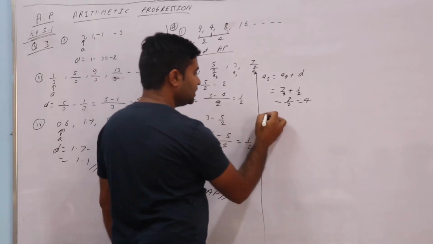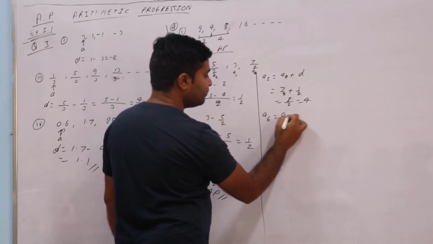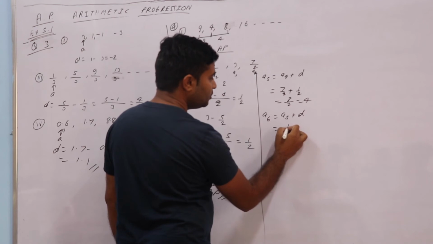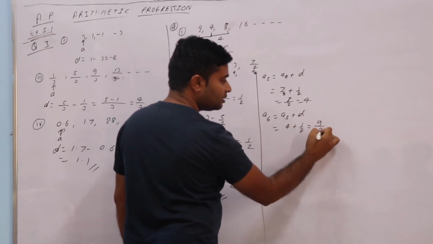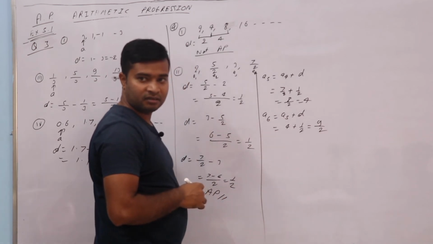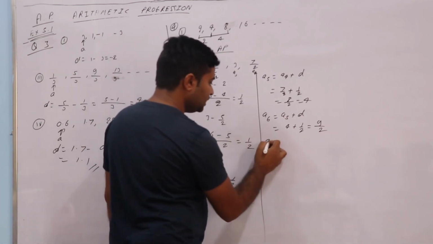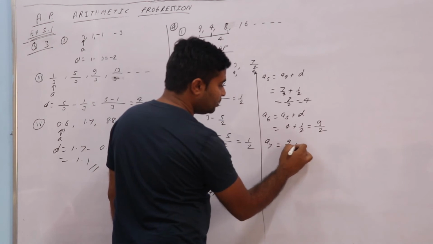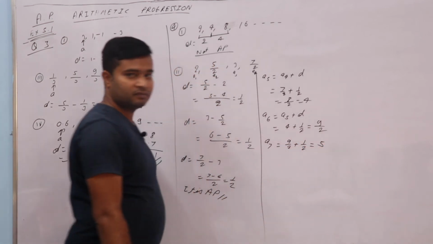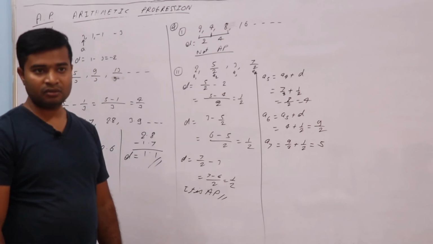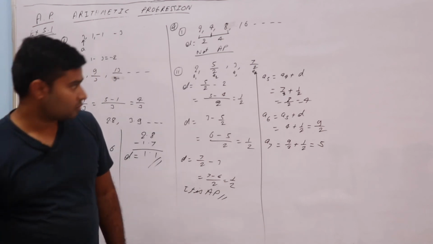Next, A6 is equal to A5 plus D. So 4 plus 1 by 2 is 8 plus 1, 9 by 2. Are you getting it or not? A7 is equal to 9 by 2 plus 1 by 2, so 10 by 2, which is 5. Okay, next question.